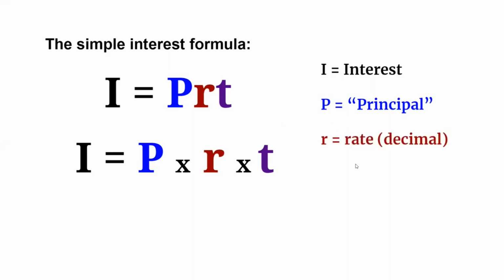R is going to be the rate that's either being earned or paid, but we want to convert that to a decimal. So for instance, if the rate was 10%, we want to divide 10 by 100, and we get 0.10 as our decimal that we would use. And the time is in years. So if you're given a time in months, you will want to divide that by 12. If you were given a time in days, you would want to divide that by 365.